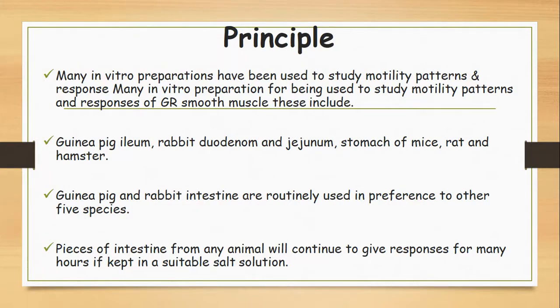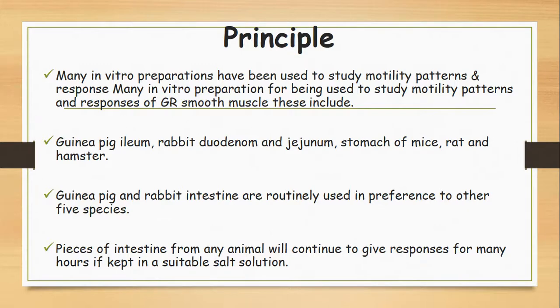Next one is the principle. Many in vitro preparations have been used to study the motility patterns and response of GI smooth muscle. They include the Guinea pig ileum, rat duodenum and jejunum, stomach of mice, rat and the hamster. Guinea pig and rabbit intestine are routinely used in preference to other species.